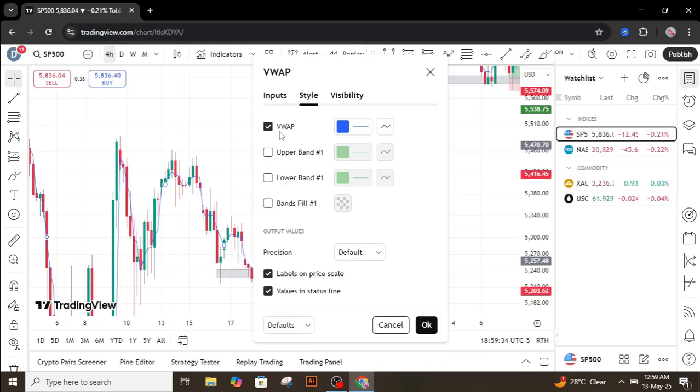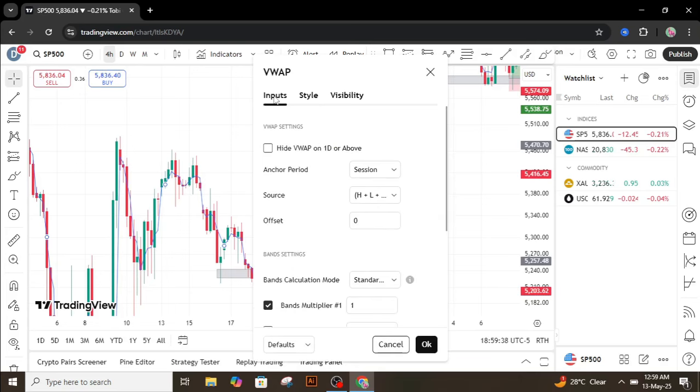So when you do this, then you come to this input for lower time frame, like 30 minutes, 15 minutes, 5 minutes, 1 minute. If you want to scalp, you want to leave this anchor period on session. You leave it on session and then you press okay.